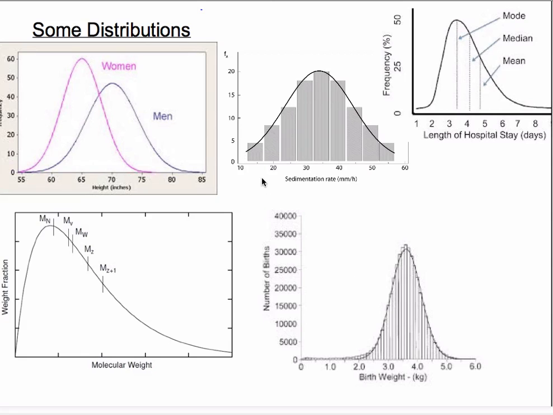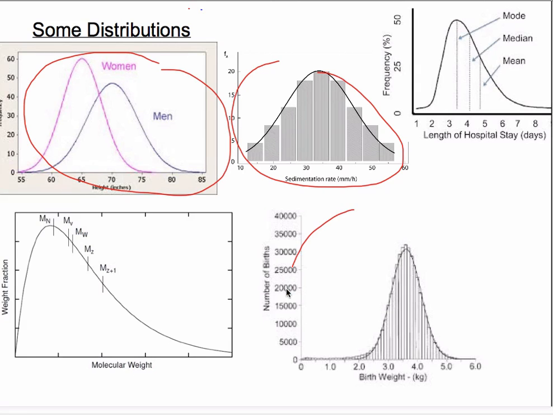And you look at some other distributions like this. Here is sedimentation rate, and this is birth weights of babies. Okay, and those are the frequencies. This is molecular weight over here, and this is length of stay in hospital and such. Okay, so if you notice, there's a similarity between some of these. These three graphs all have a similar shape.